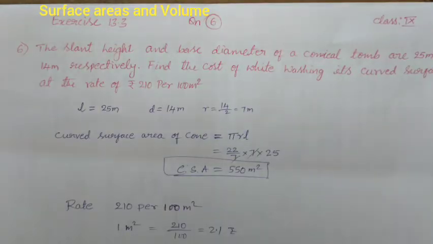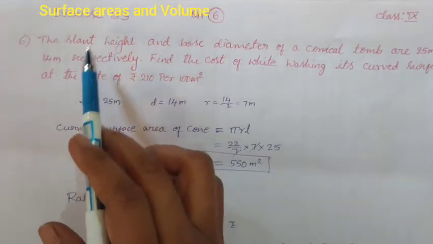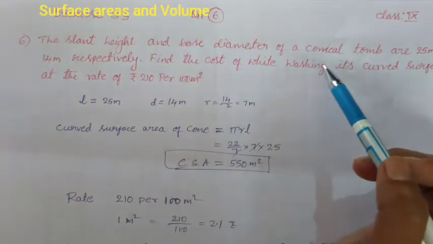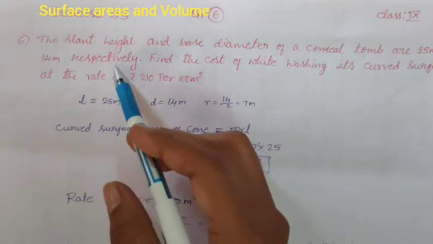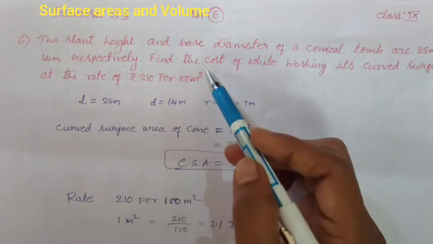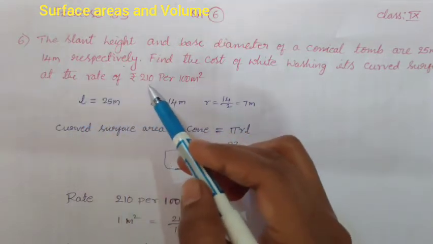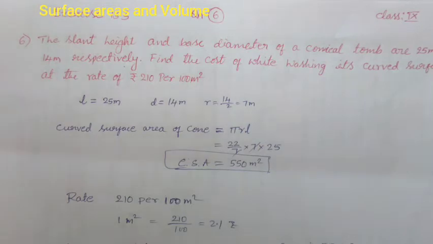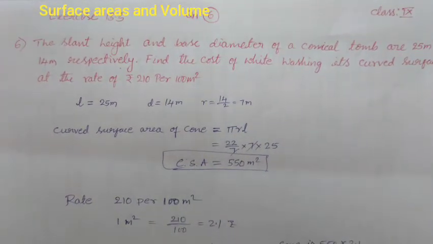Students, next we are going to question number 6 from exercise 13.3. The question is, the slant height and base diameter of a conical tomb are 25 meter and 14 meter respectively. Find the cost of whitewashing its curved surface area at the rate of rupees 210 per 100 meter square. Here you can analyze the question.